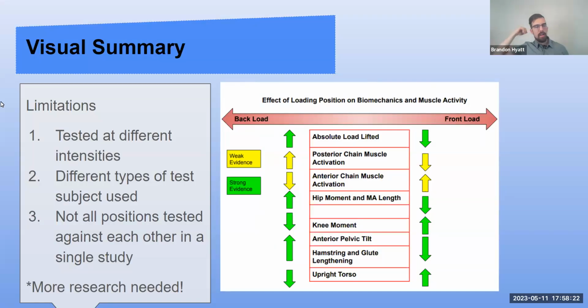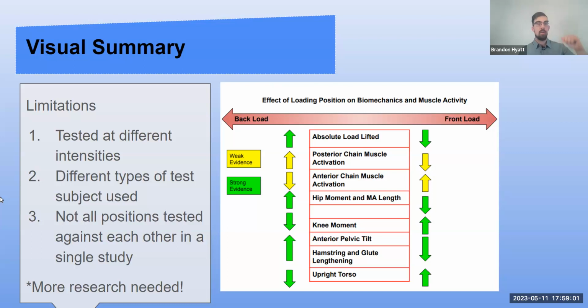Here's a visual summary of everything that we just looked at in one picture. I tried to do my best to help you summarize this information in a lot of different methods. So we're going to talk about the backload. For backloaded stuff, the more backloaded it is, typically the more absolute load there is. And then there's weak evidence that there's more glute activation, more erector spinae, more hamstring as the load shifts backwards. As the load shifts backwards, there's also weak evidence that there becomes less anterior muscle activation.